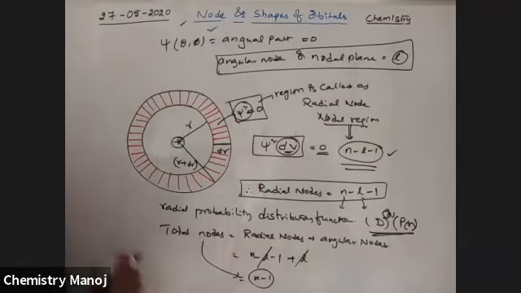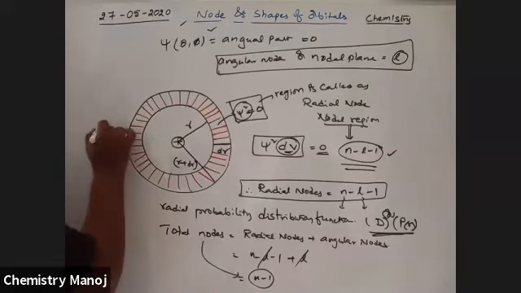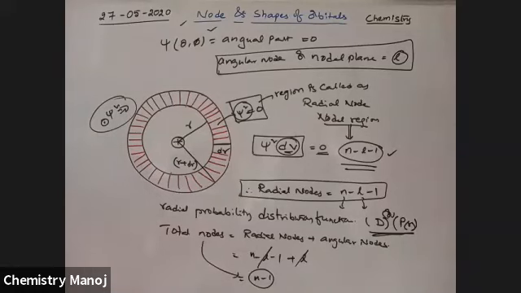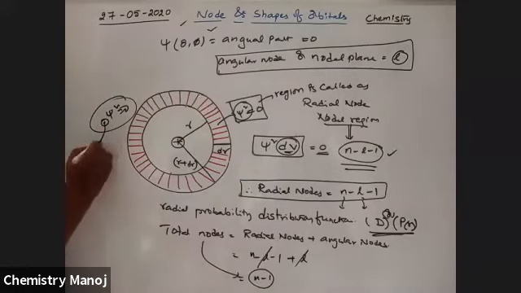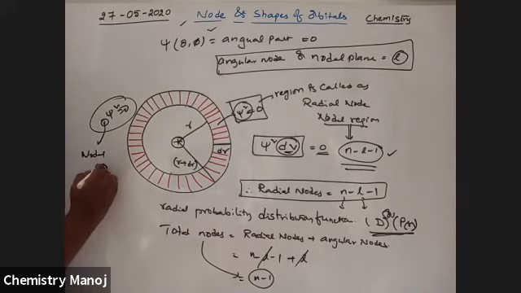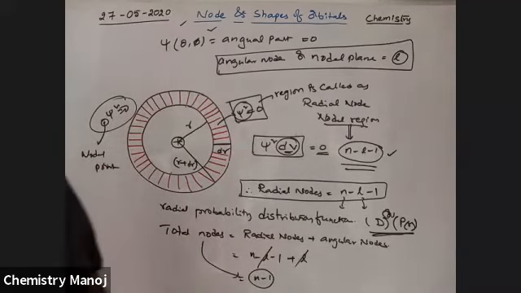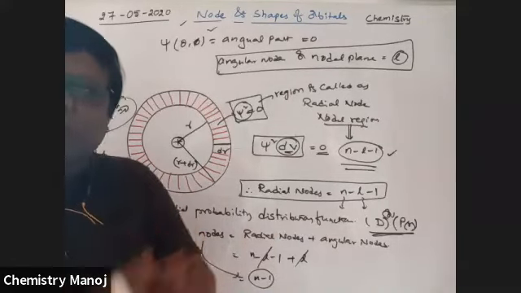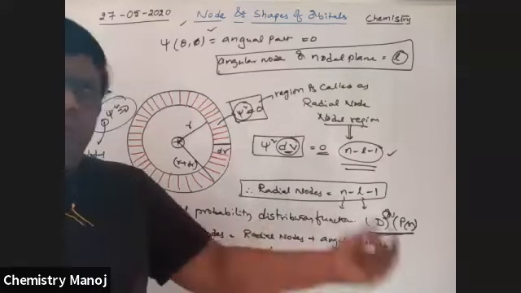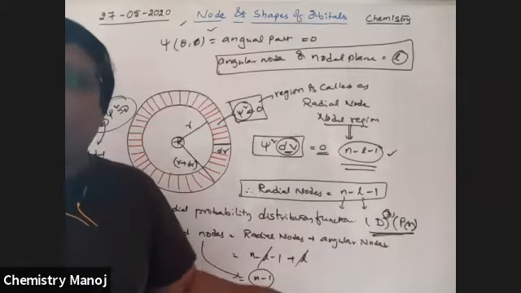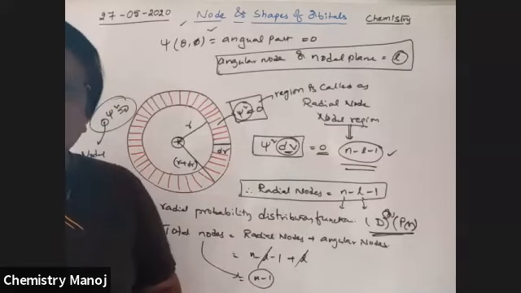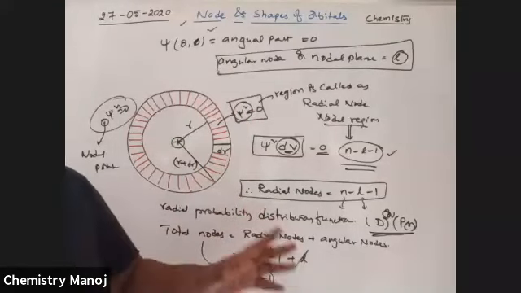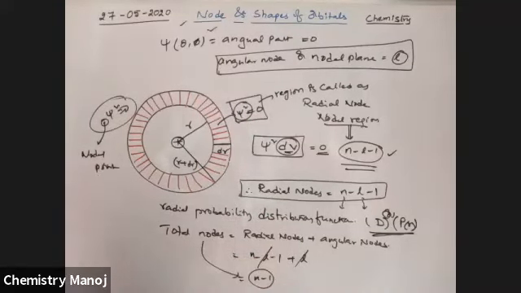For example, in a particular space, the point at which the psi-square value is equal to 0, that point is called a nodal point. The plane where psi square is equal to 0 is a nodal plane. The region where the psi-square value is equal to 0 is a nodal region. Node means psi square is equal to 0. If it is a point, nodal point. If it is a region, nodal region. If it is a plane, nodal plane. Nodal plane or angular node, both are the same. So these are the different conditions to find out. Node is nothing but psi square equal to 0.